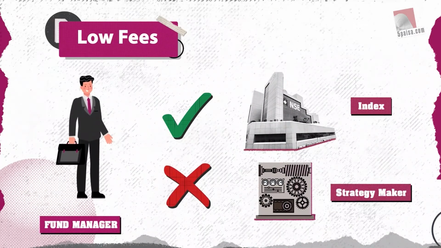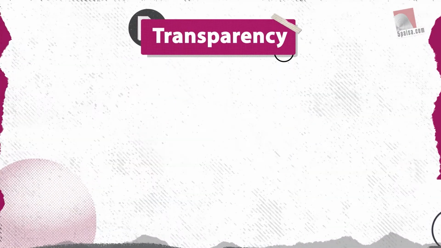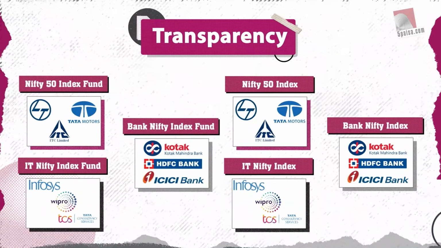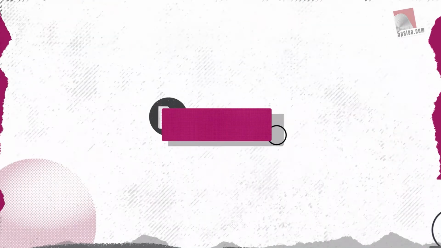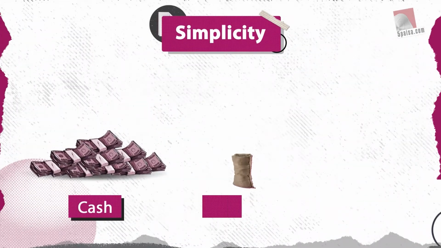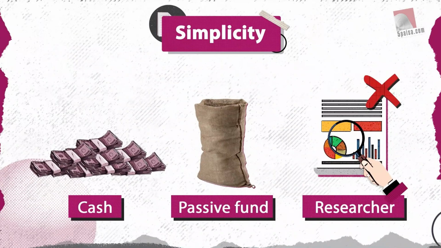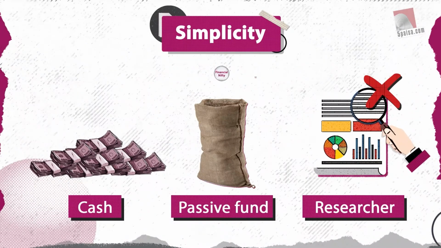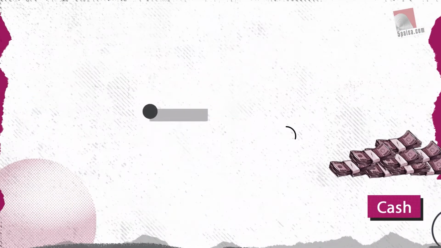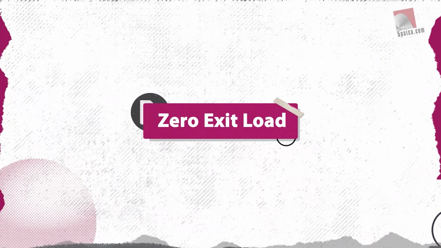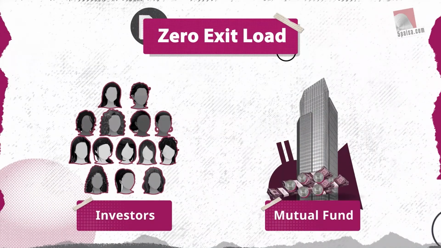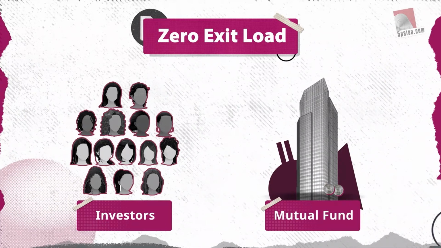The second advantage is transparency. This means that all the details provided in the fund are the same as the underlying index. The next advantage is the simplicity of the fund, which means that investing in a passive fund doesn't need you to be a researcher, and you can just select an index and choose to invest in the index. The final advantage is zero exit load. This means that if a person wants to exit from the fund, he can do it easily without paying any extra expenses to the fund.